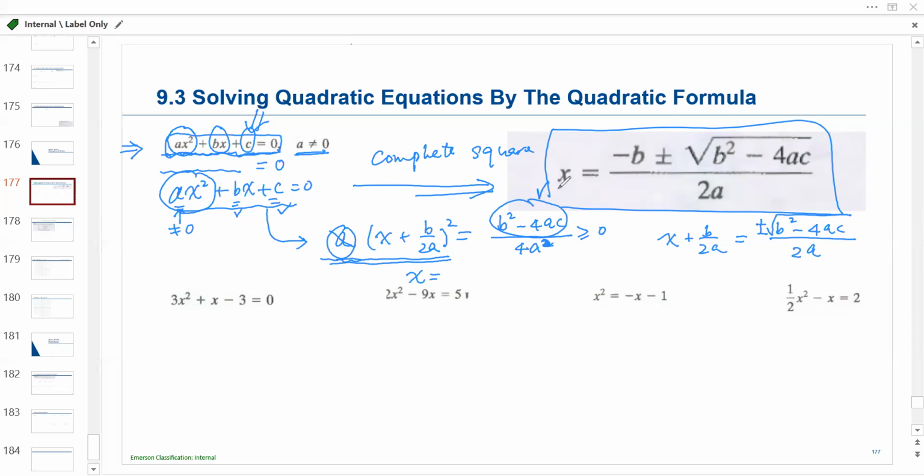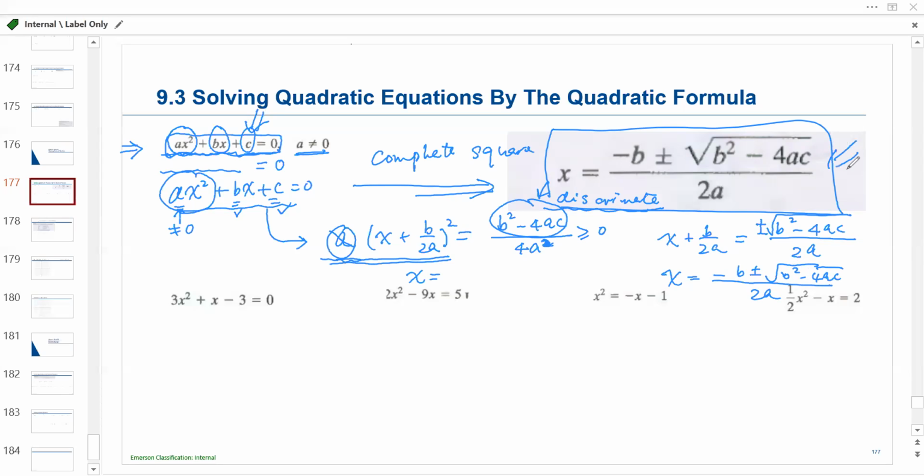So what do we call this? We call this one the discriminant. We can use it to judge if there are solutions. If it is greater or equal to 0, they have solutions. If it is less than 0, they will not have solutions, right? So x could be equal to negative b plus or minus the square root of b squared minus 4ac, over 2a, right?